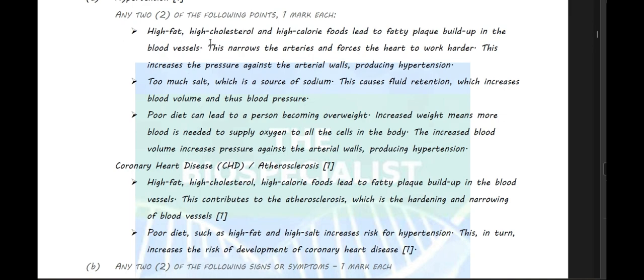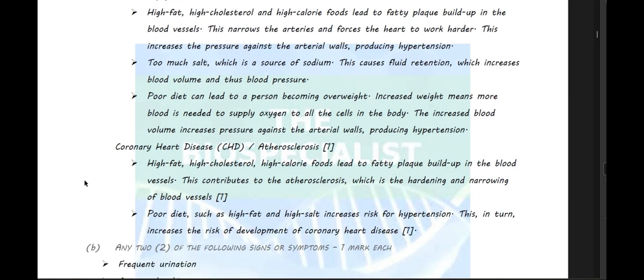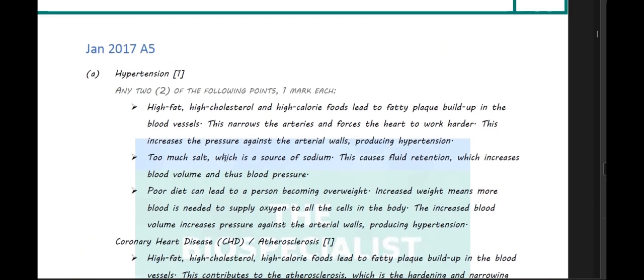Right, so this is the answer. So notice the answer is giving you several options. You have some of the answers with respect to hypertension, and then you have details with respect to coronary heart disease / atherosclerosis. So it gives you a good enough detail. So it's more than just answering the question. It's almost basically a study course. You're studying the subject right there, right?